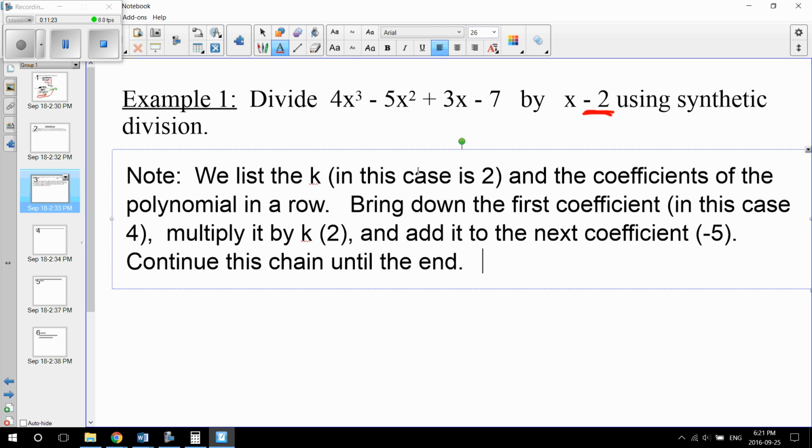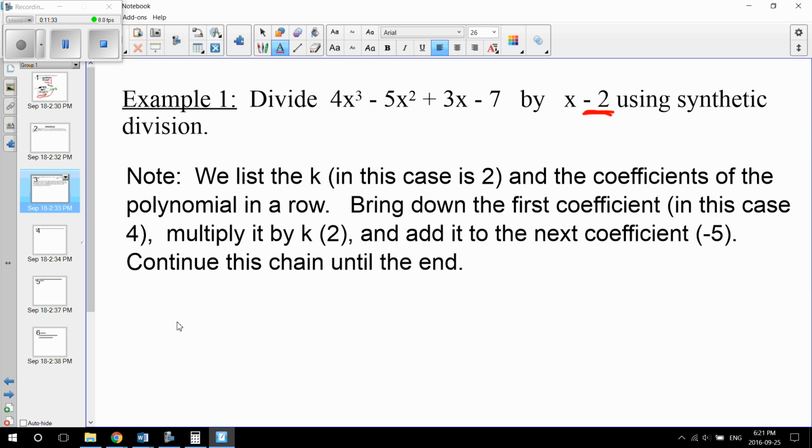Now in that description you might be a little confused, but we're going to do the example with this. But I just want to make sure we had that down in our notes, because those are the steps that we're going to follow. So we're going to start off by listing our k value, which is our value of 2. So that's where we start off here with that value of 2.